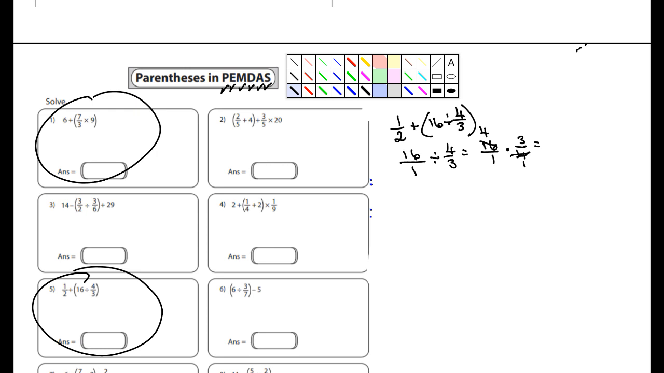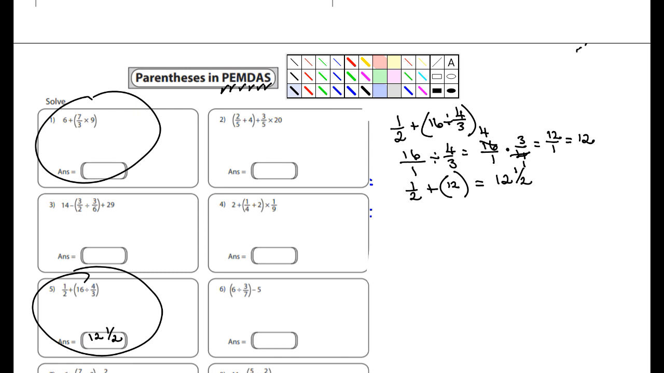4 times 3 is 12. 1 times 1 is 1. And that's simply 12. So what's in the parentheses is 12. So let's rewrite it. We've got 1/2 plus, and then in parentheses, 12. Is that all there was to it? Yeah. So what's that equal? Well, that's easy. 12 and 1/2. So just put 12 and 1/2 down here. Okay.